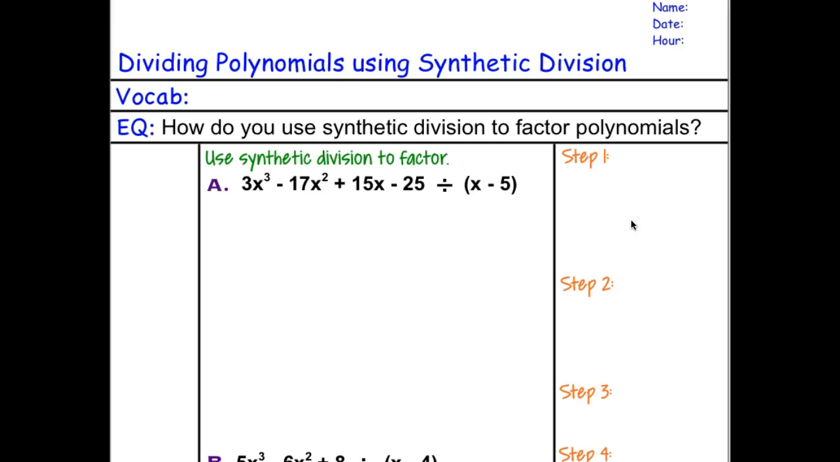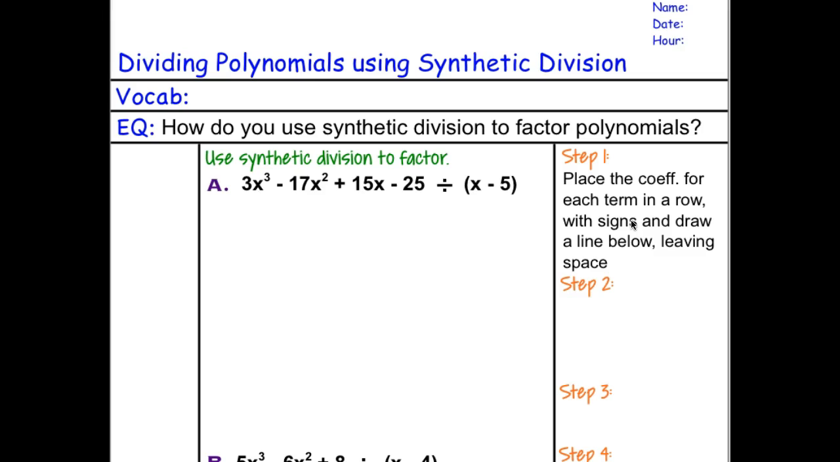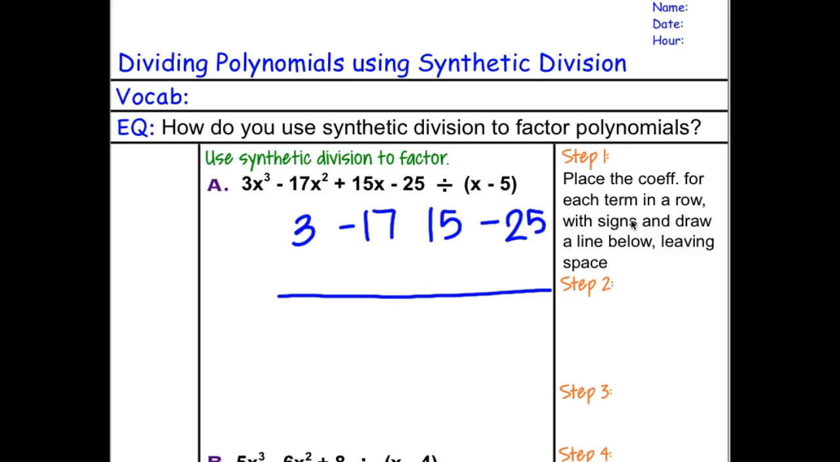So step one says place the coefficient for each term in a row with signs and draw a line below, leaving space. So what that means is we have a 3x to the third, so we'll put a 3, minus 17x squared, plus 15x. If it's positive, you don't have to put the sign unless you want to, minus 25. And then we put a line below, leaving space.